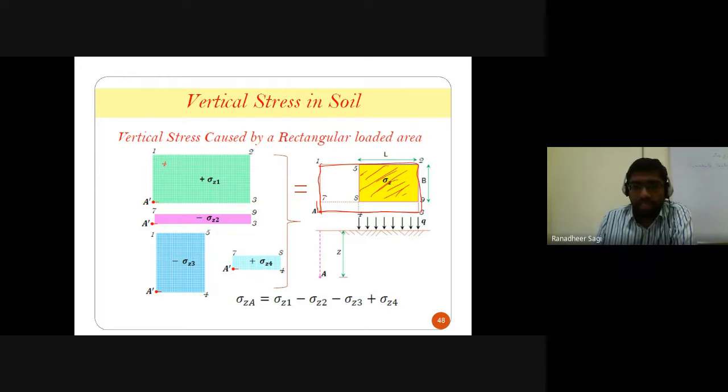Now, why I am doing this is because my so-called point A dash becomes one of the corners of that total area I have considered. But is it truly that the original load is acting on that complete area, whatever I have chosen? No. It is acting only in some portion.